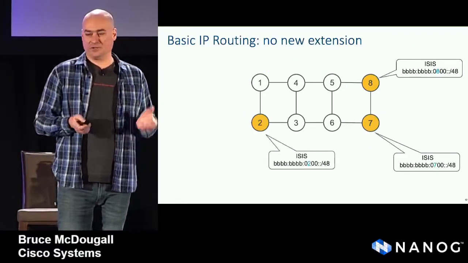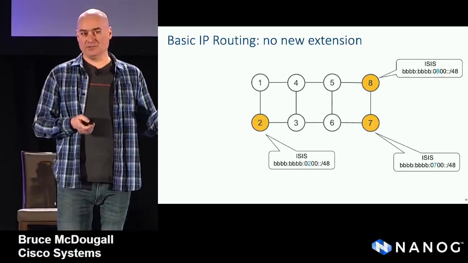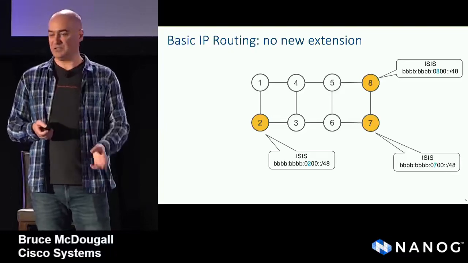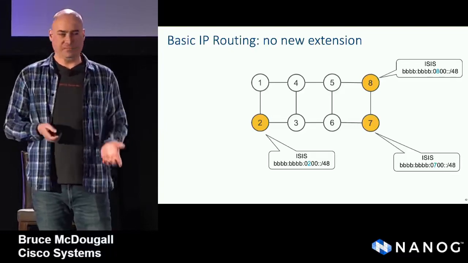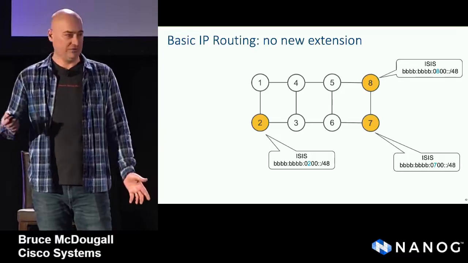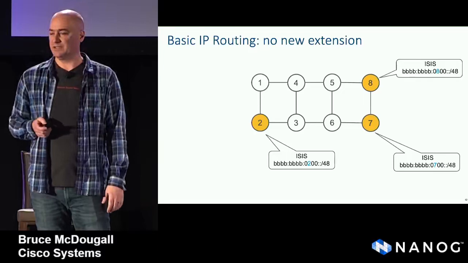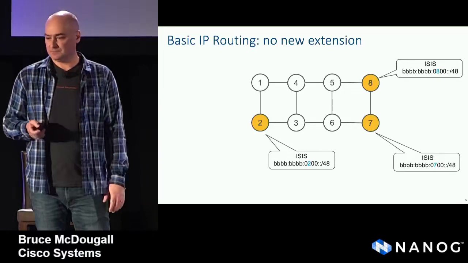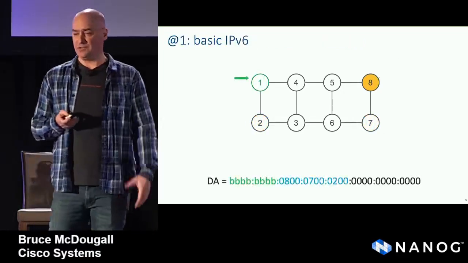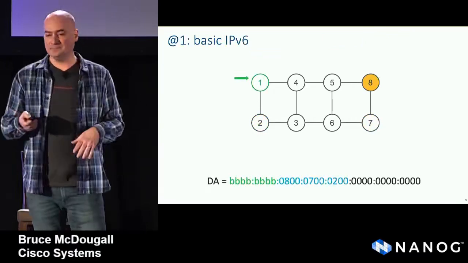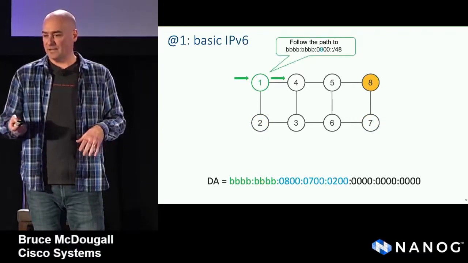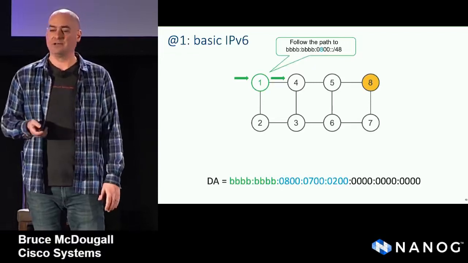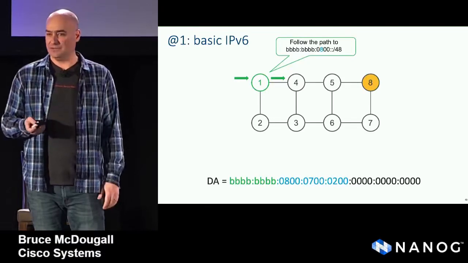And the way that works is, that 0800 came as the next 16 bits, and the 0700 was the next 16 bits, and 0200. These are all basically loopback addresses on each of those nodes respectively that they're all advertising into ISIS as /48s. So it's IPv6 routing. Traffic enters the network and gets encapsulated in the microprogram. Initially, we're not doing anything with this program other than following the IGP best path to router 8. So routers 4 and 5 don't even need to be SRv6 aware.